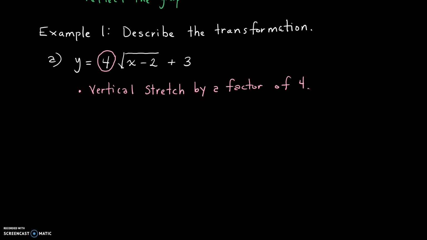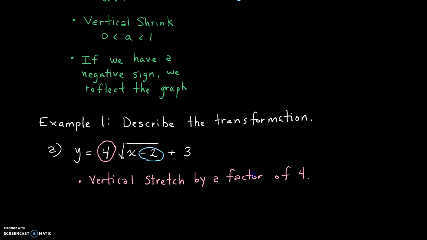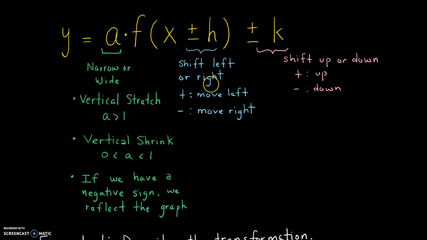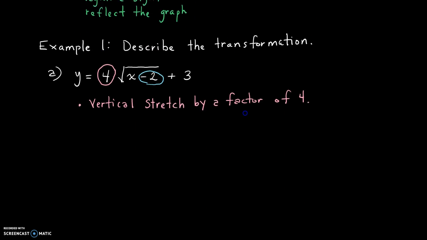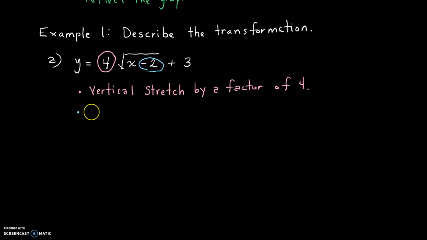Okay, so think about what that's going to look like. This is going to stretch the graph vertically. The number on the inside, this minus 2 right here, is on the inside of the function. Remember, the inside tells us whether we're going to shift left or right. If it's positive, we move left. If it's negative, we move right. And what we have is a negative 2. So that means that we're going to move 2 units to the right.